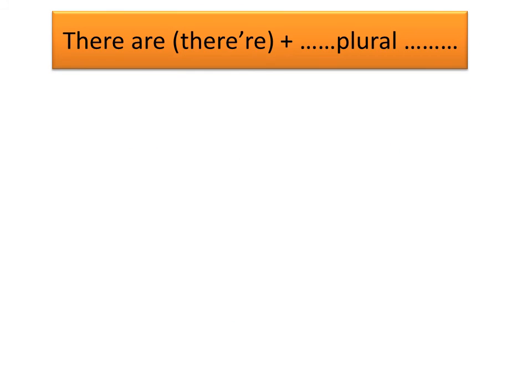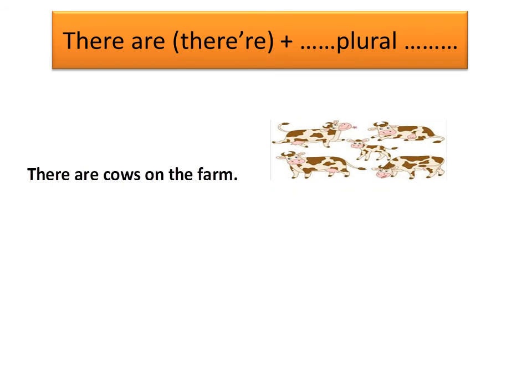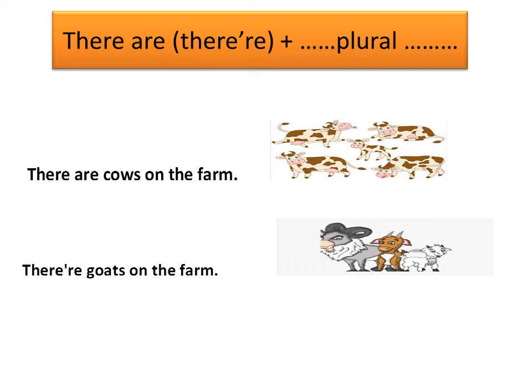Let's move to there are. When we use there are, we use there are with plural nouns. Again, we use there are with plural nouns. And we don't put a or an with plural nouns. Let's see some examples. The first example, there are cows at the farm. Second example, there are goats at the farm. We use there are because it's a plural noun.